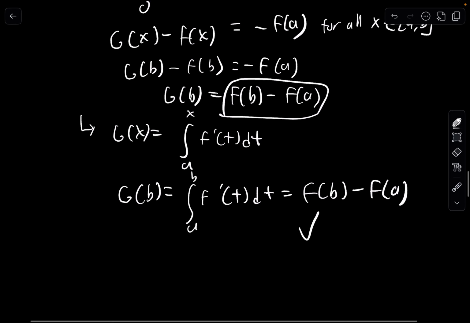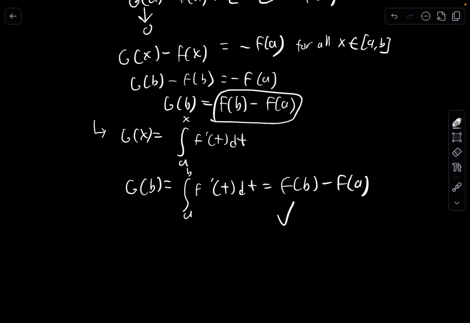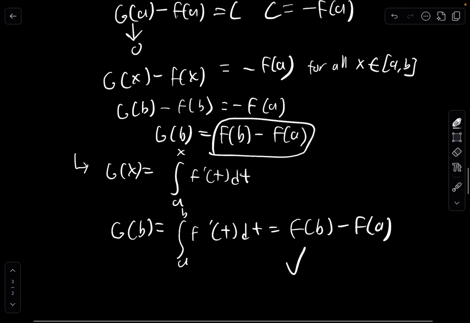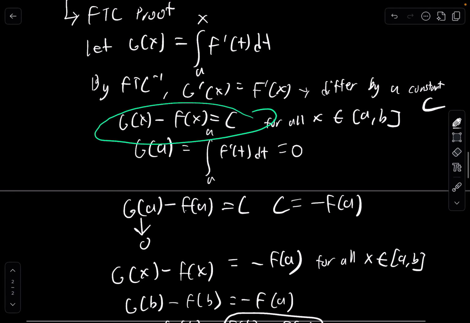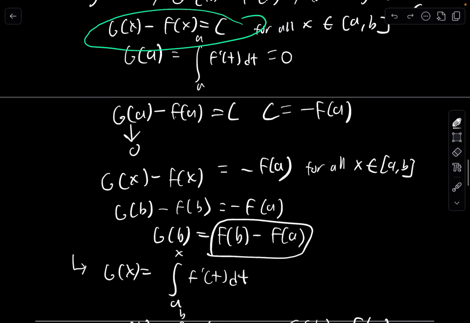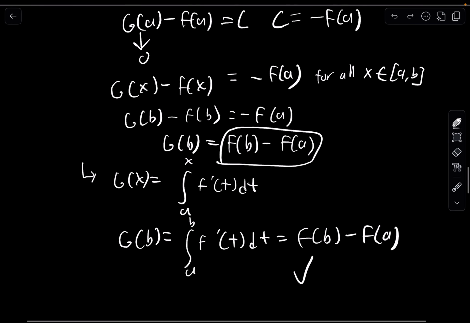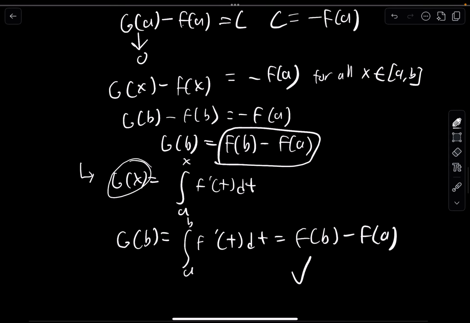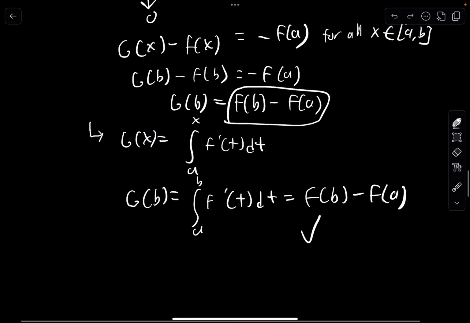So, FTC proof. There it is. We just showed, hopefully you guys saw it, that we defined g as this function. We found g of a, and we know that they differ by a constant. And when we plug in b for x, we see that the integral from a to b of f prime of t dt is f of b minus f of a. In other words, the antiderivative.